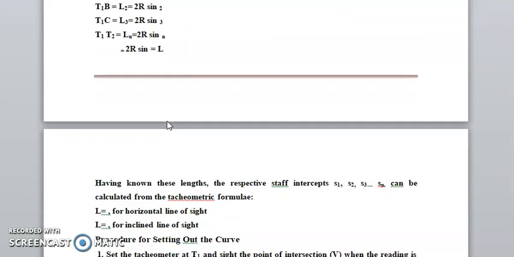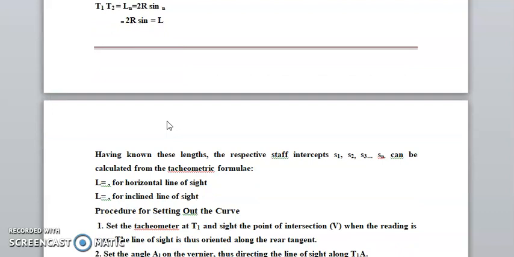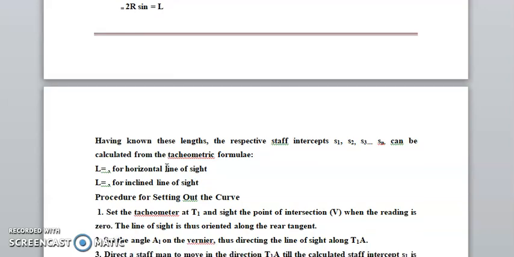Having known these lengths, the respective staff intercepts S1, S2, Sn can be calculated from the tachometric formula, for the horizontal line of sight and for the inclined line of sight. Now the procedure for setting out the curve by tachometry.